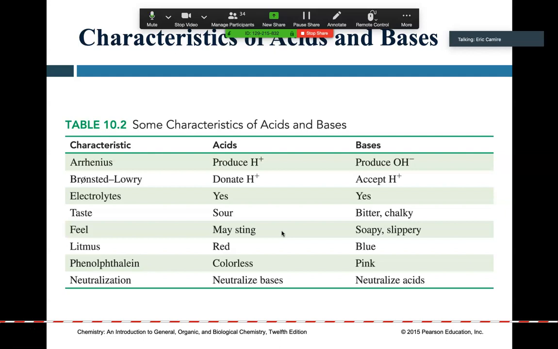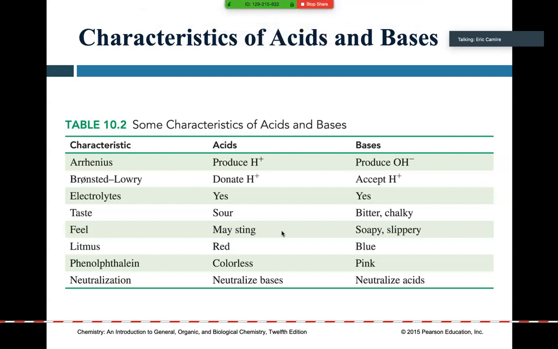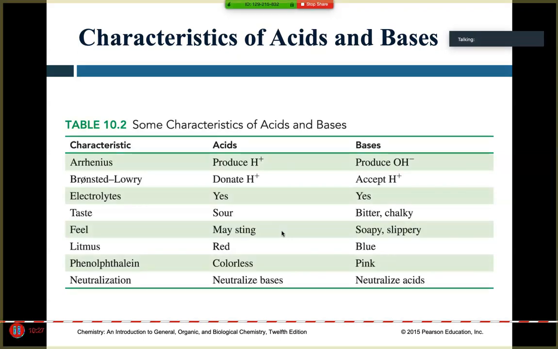And so I'm just going to pretty much skip over this slide. This is for everyone, so you can print it off on your own or put it into your notes. But I'm just going to highlight a couple of things that I think are probably the most important. It's going to be our definitions for Arrhenius and Bronsted-Lowry for both acids and bases. Knowing if they're electrolytes, both are.